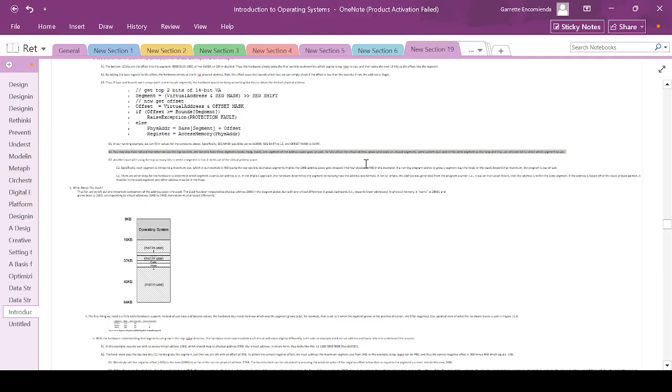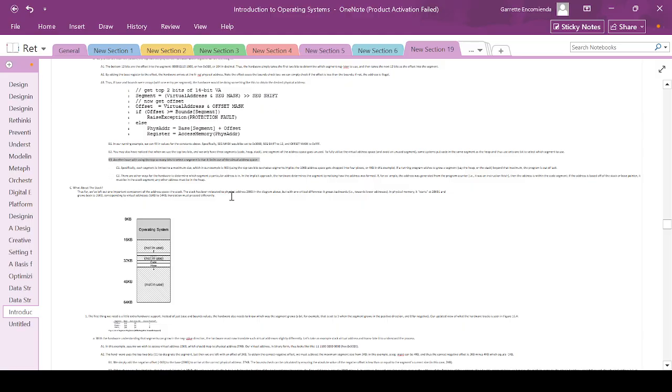To fully utilize the virtual address space and avoid an unused segment, some systems put code in the same segment as the heap, and thus use only one bit to select which segment to use instead of 2 bits.